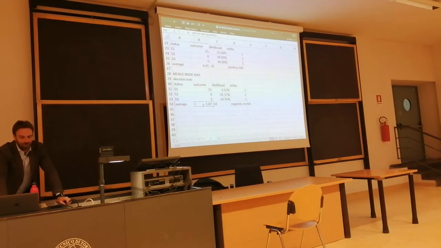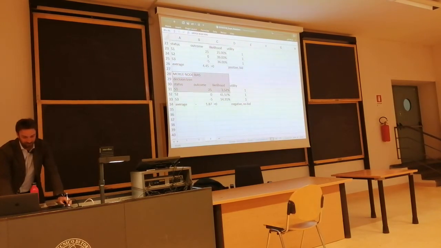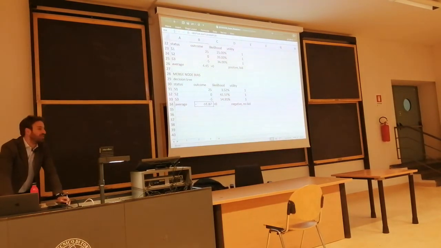On average, the average value provides for an average negative $1,870, which means that if we do apply the merge node considerations, it's better not to bid, because on average, we expect to have a loss on the project. No bid.